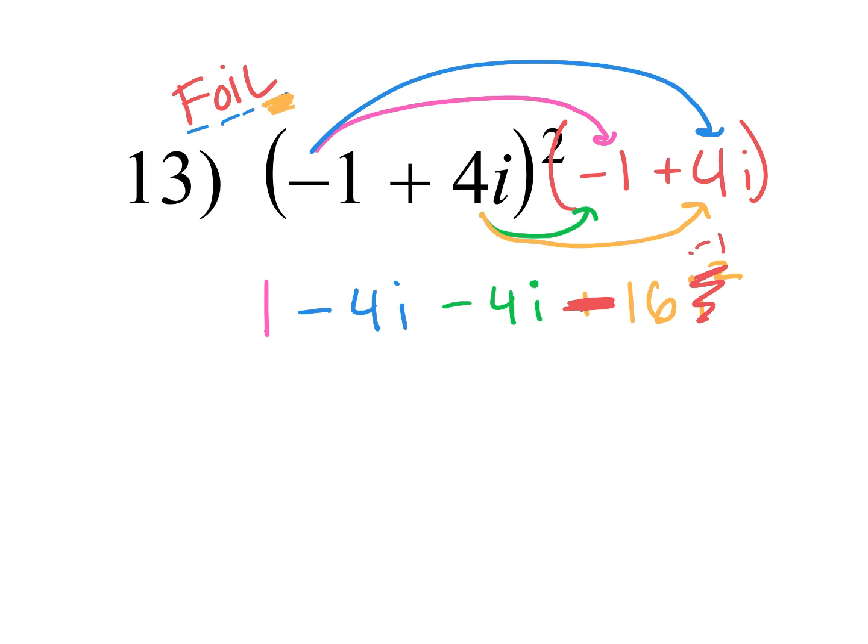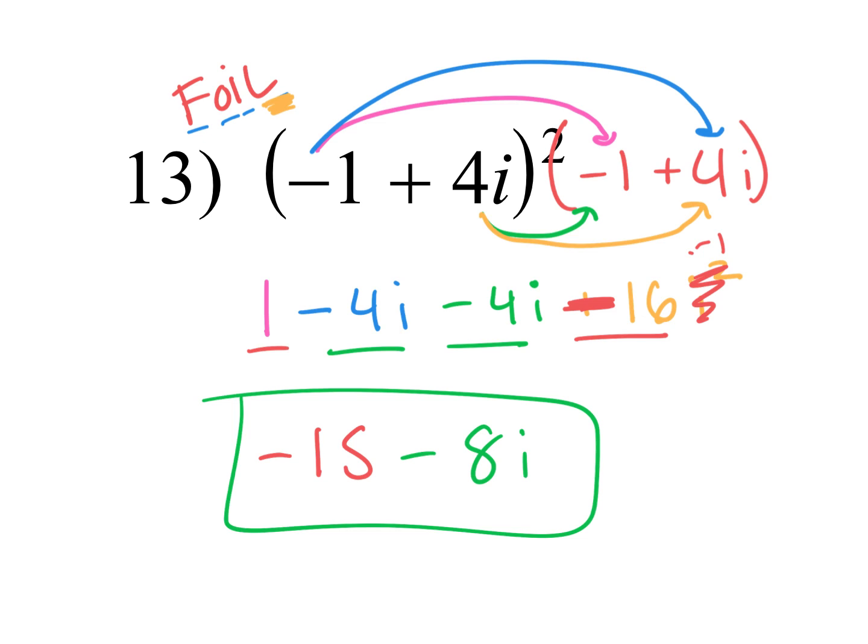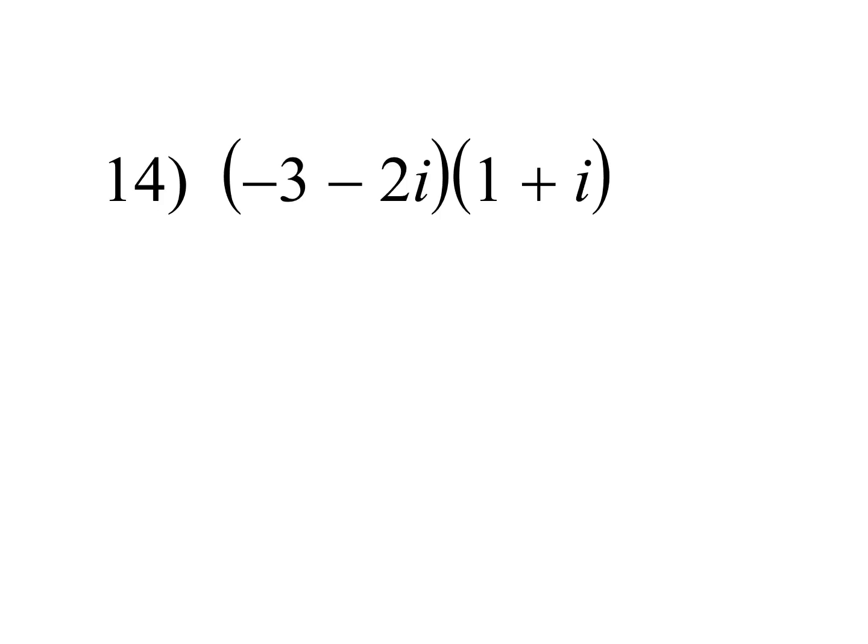So what are my real numbers here? 1 and negative 16. So what's 1 minus 16? Negative 15. What are my imaginary numbers? Negative 4i and negative 4i. So what's negative 4i minus 4i? Negative 8i. Awesome. So that's the answer.